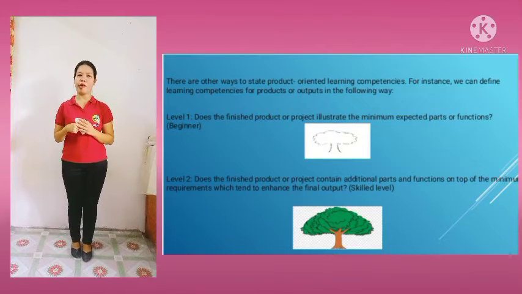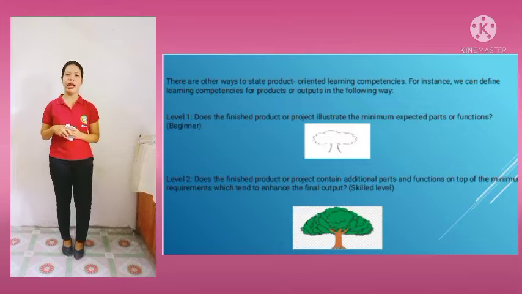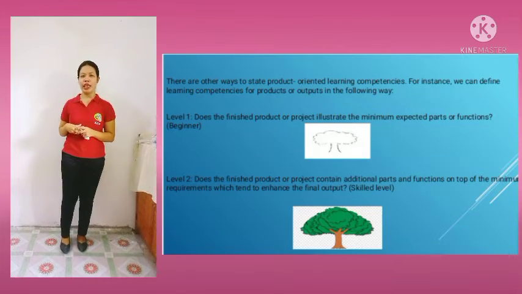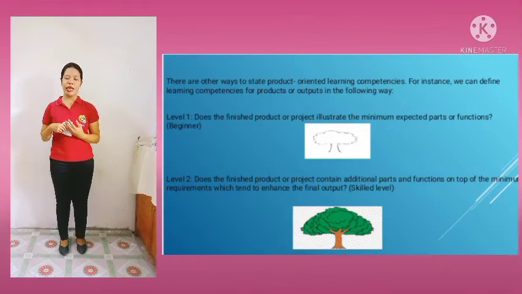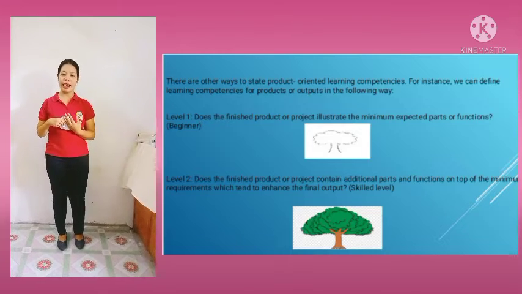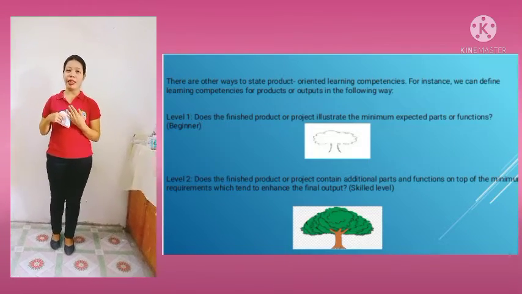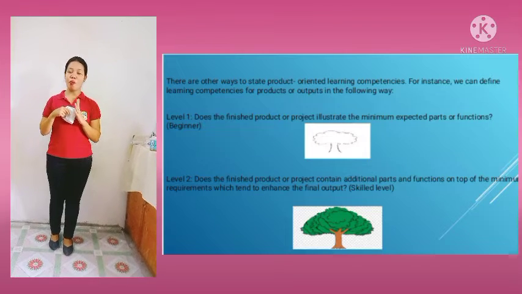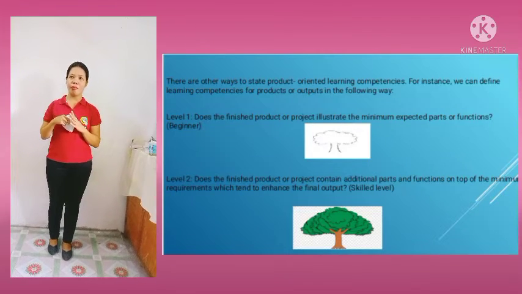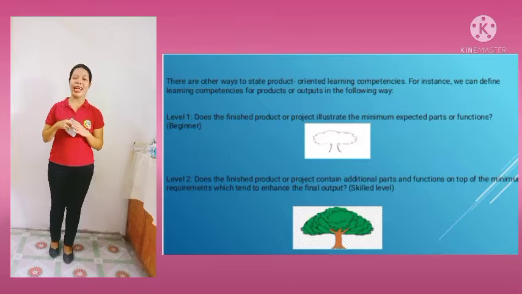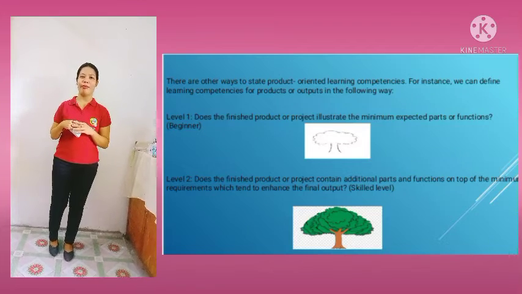So, on level 2, the finished product or project contains additional parts and function on top of the minimum requirements which tend to enhance the final output, which is skilled level. So, dito, ang kakayahan ng bata is medyo nag-i-enhance na. Marunong na siyang magdagdag ng kulay at yung puno naman is medyo may kagandahan na. Nakikita niyo naman sa picture.